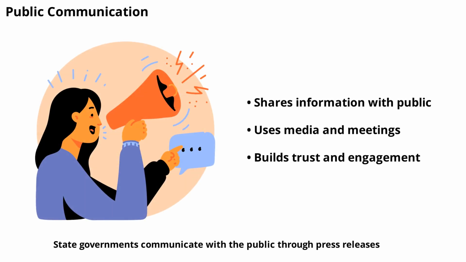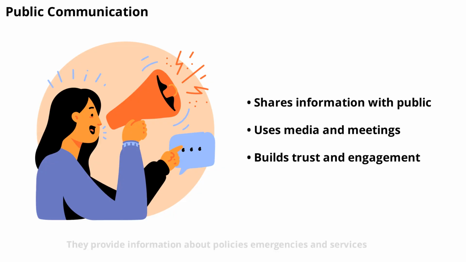State governments communicate with the public through press releases, social media, and public meetings. They provide information about policies, emergencies, and services. Effective communication helps build trust and ensures that residents are informed and engaged in government decisions.